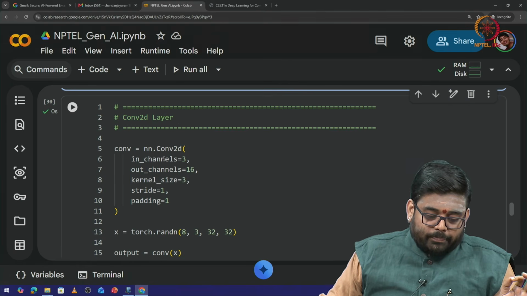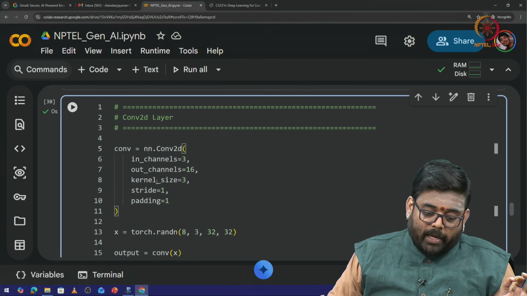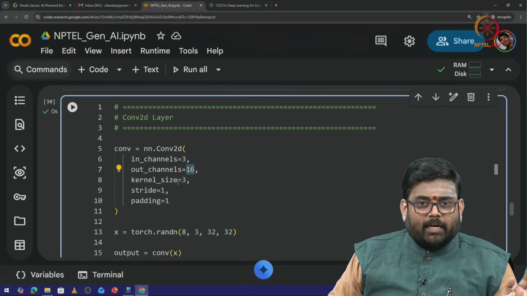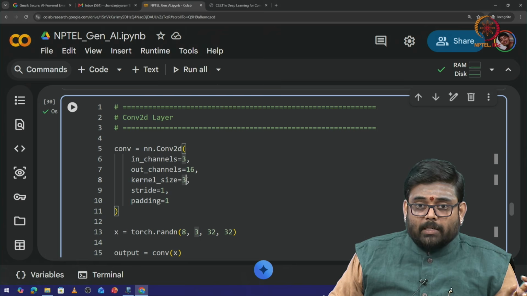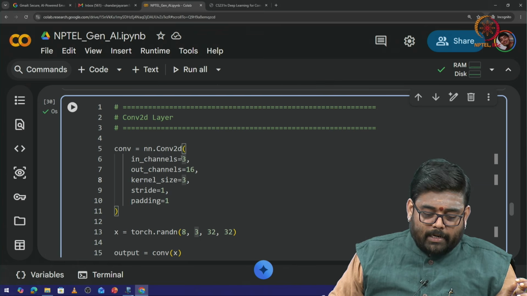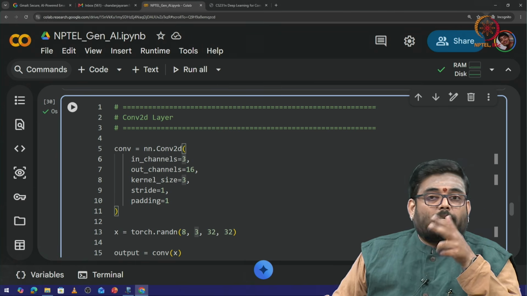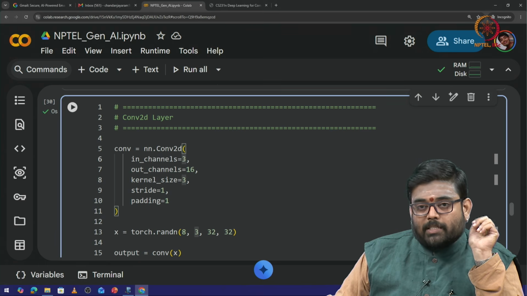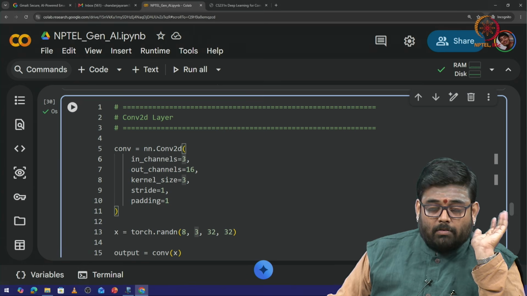So now let us do that. How do we do it? We use what is known as nn.Conv2d. In channels is 3, how many input channels are there, out channels is 16, and the kernel size is 3. That means you have a 3x3 kernel, and since there are 3 channels in the input, each filter will have 3x3x3, that is 27 parameters. Since you have 16 filters like that, you will have 27 into 16 plus 16 for the bias terms.